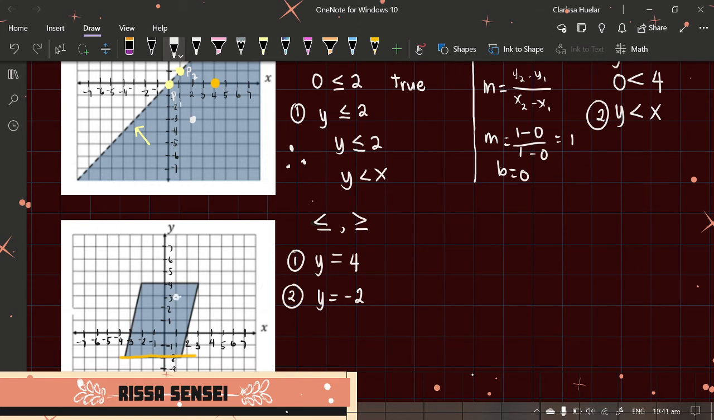Halimbawa, ito na lang. This point is 1, 3. So, ang test point natin, 1, 3. Hanggang mamaya ito na yung gagamitin natin. 1, 3. This is x, this is y. Palitan natin yung y ng 3. 3 tapos blank 4. Yung isa naman, isabay na natin. Negative 2. Ay, sorry. 3 blank negative 2. Ayan.